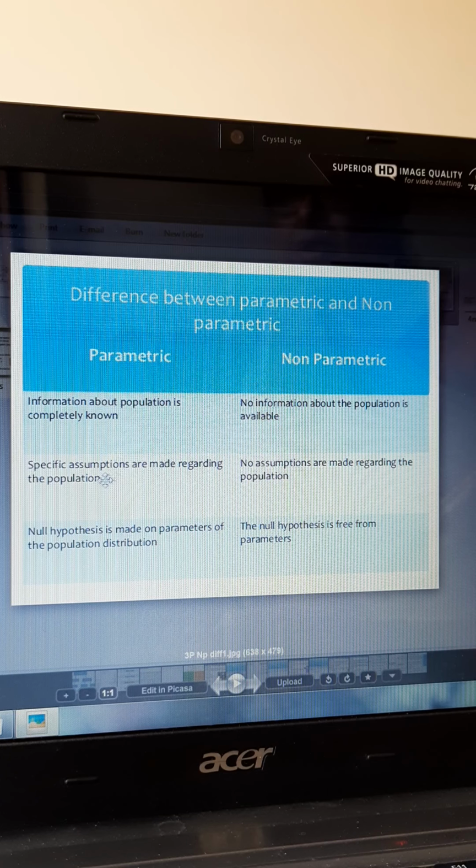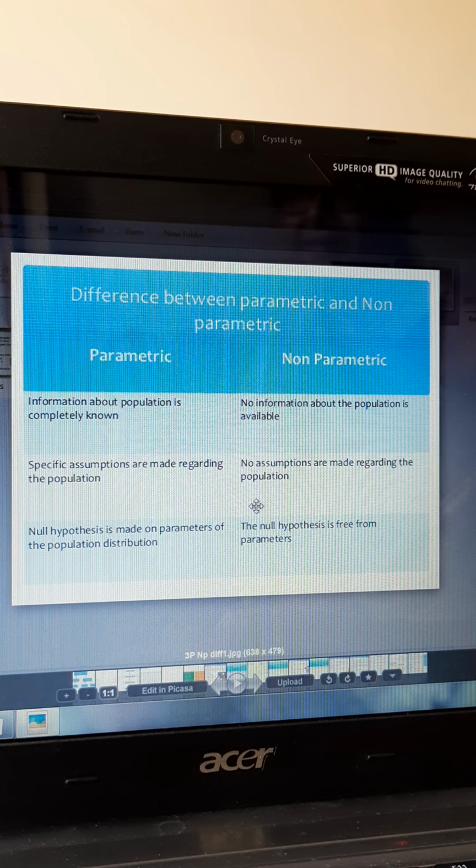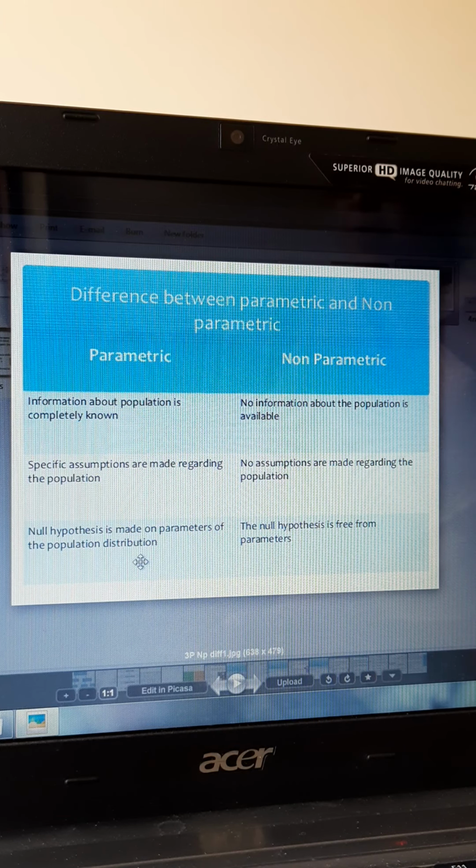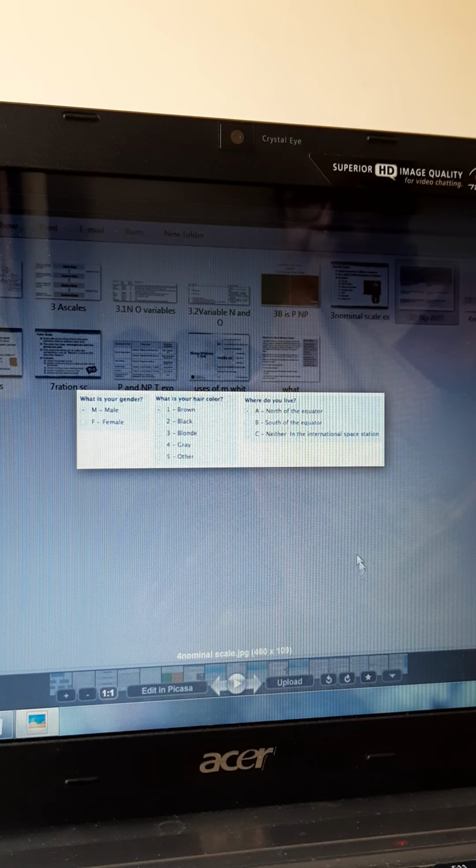Specific assumption about the population you can have. Assume that it is in a nominal. Null hypothesis is made on parametrics of population distribution. Right? Parametrics of population distribution means we assume that it is normally distributed, like that. This is an example for a discrete data collection. Okay.